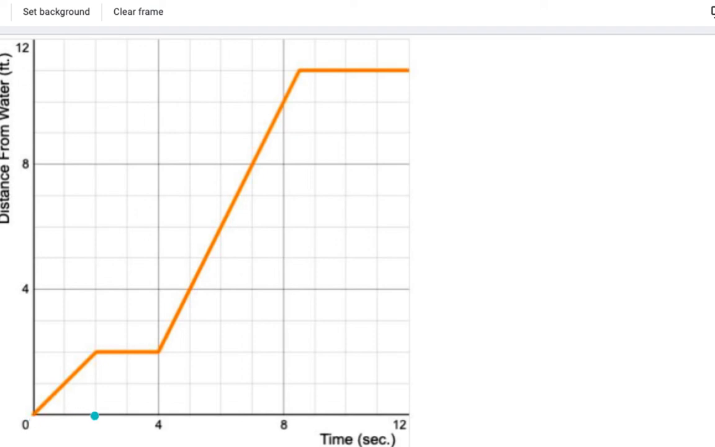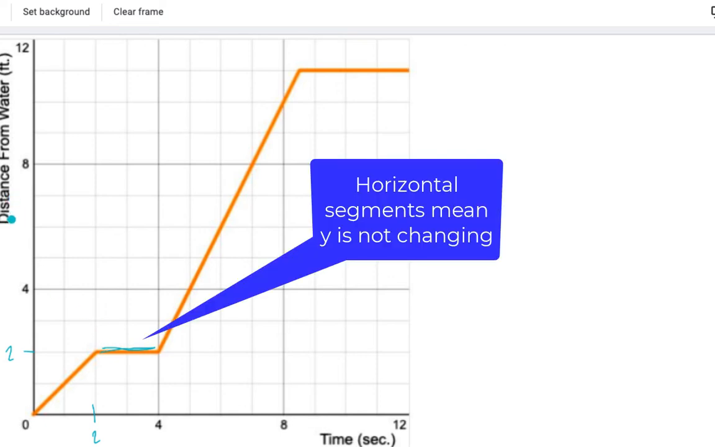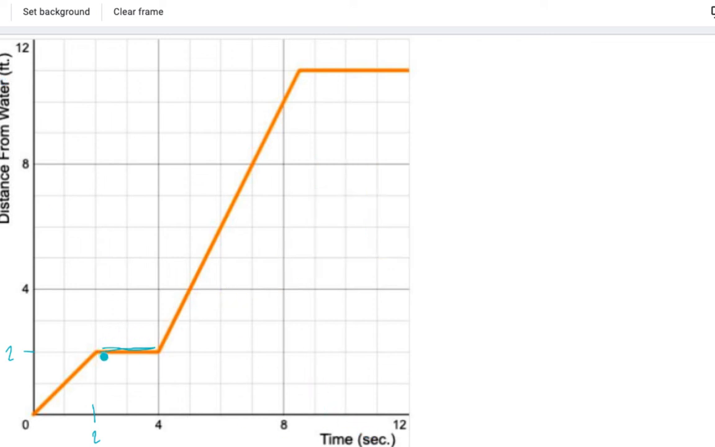From time 0 to time 2, somebody is moving away from the water. Say they're walking away from the water, there's a shark. So they're walking away, and at 2 seconds, they get 2 feet away. So they're moving at 1 foot per second. But here, this horizontal piece, if your distance isn't changing, that means we're moving at 0 feet per second. You're not moving. You're just standing there, looking at the shark in the water.